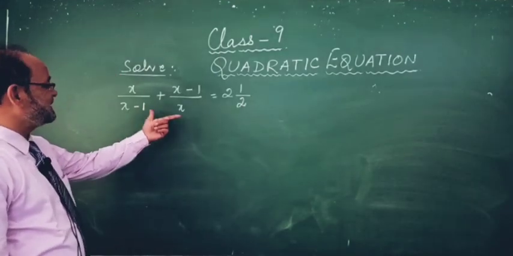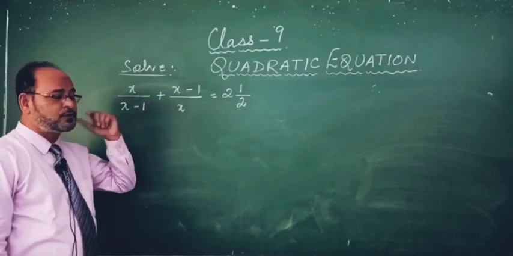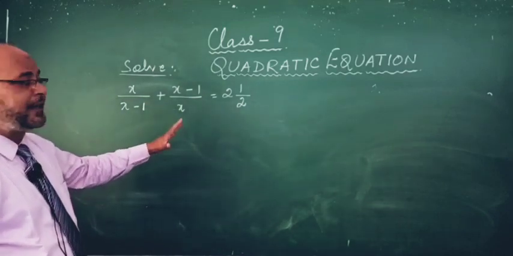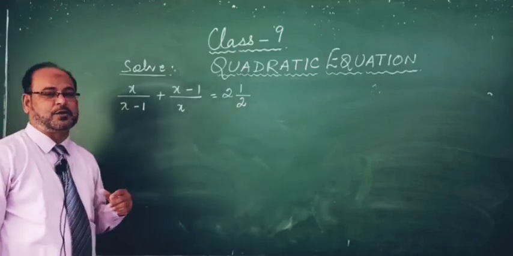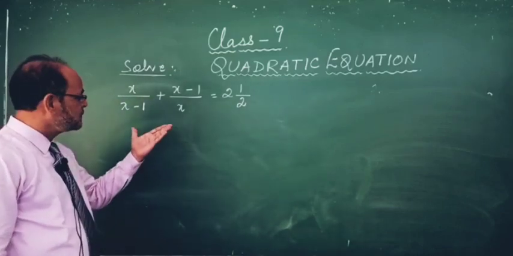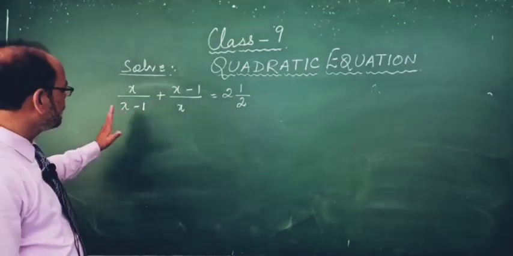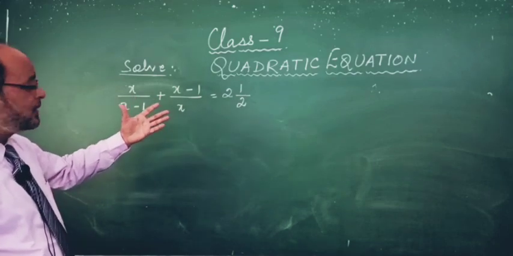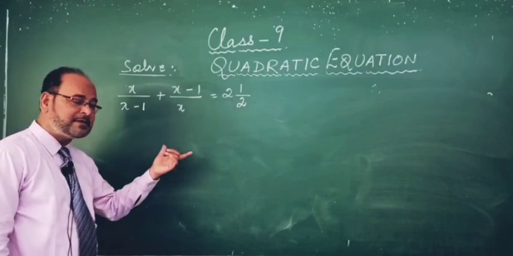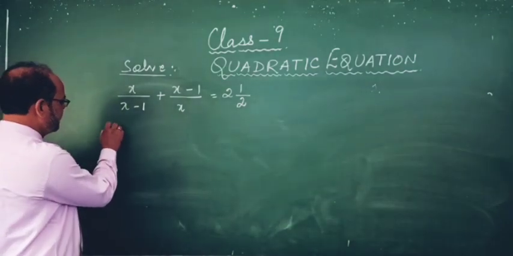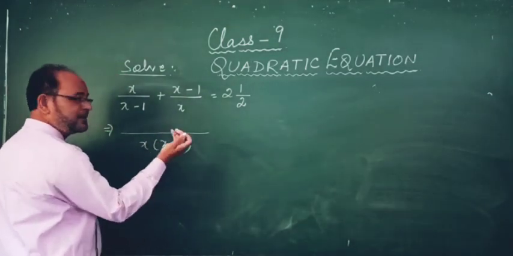Alright, students, this is the next example which we have to solve. Now this question is also not written in standard quadratic form. So our job is to first convert this equation into standard quadratic form, and for that we have to get rid of this fractional form which is given here. What you do when you add two fractions, you take the LCM of denominators. In the same way you will take LCM here. So the LCM of x and x minus 1 will be x into x minus 1 itself.